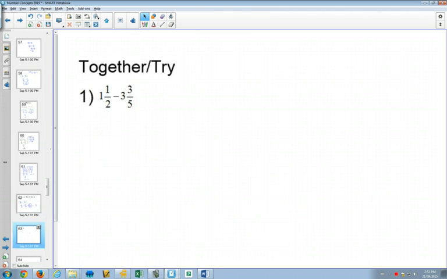Try this one on your own. No, you just need to pass.